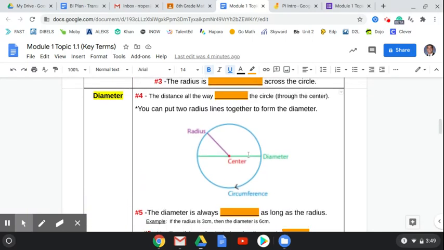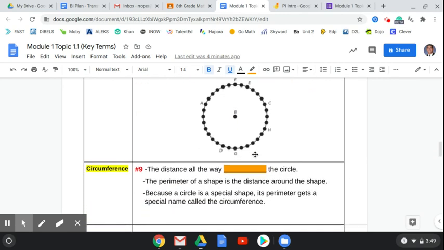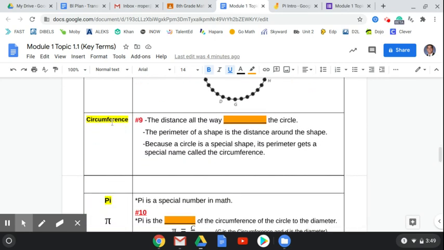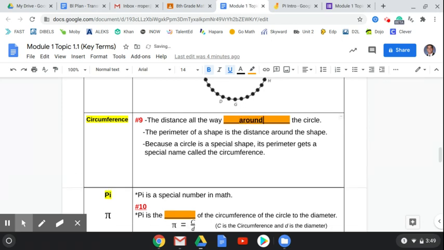Okay, so we have a circle, we have radius, we have diameter. The next key term is circumference. Circumference. Repeat that after me. Circumference. Good. So the distance all the way around the circle is the circle's circumference.